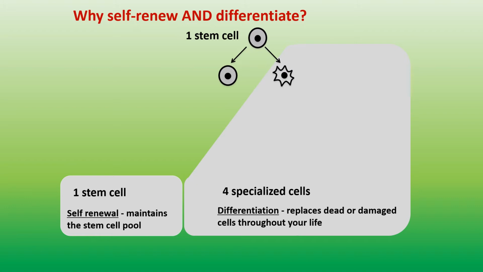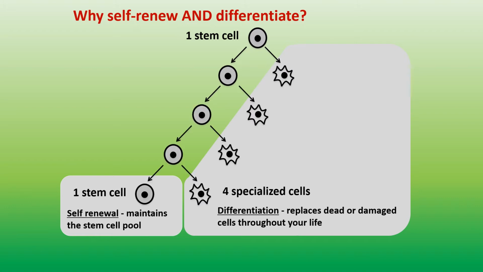Self-renewal is needed because if the stem cells didn't copy themselves, you would quickly run out. It's important for the body to maintain a pool of stem cells to use throughout your life. Differentiation is important because specialized cells are used up, damaged, or die all the time during your life. Specialized cells cannot divide and make copies of themselves, but they need to be replaced for your body to carry on working. For example, your body needs 100,000 million new blood cells every day.